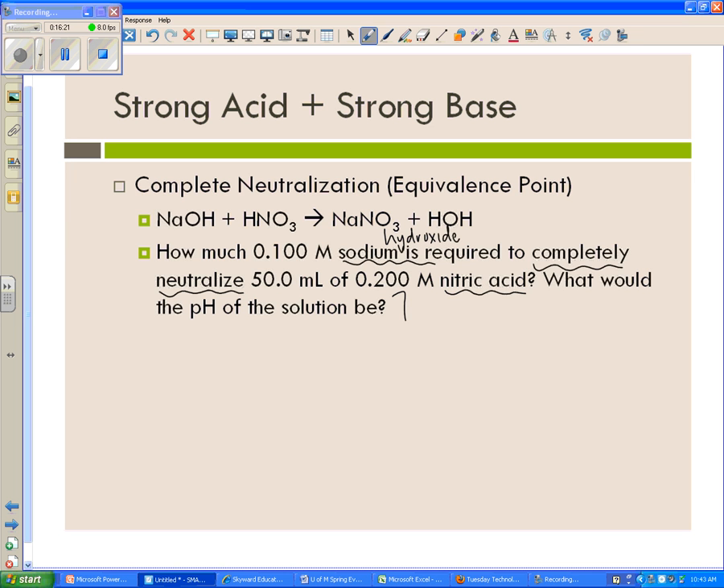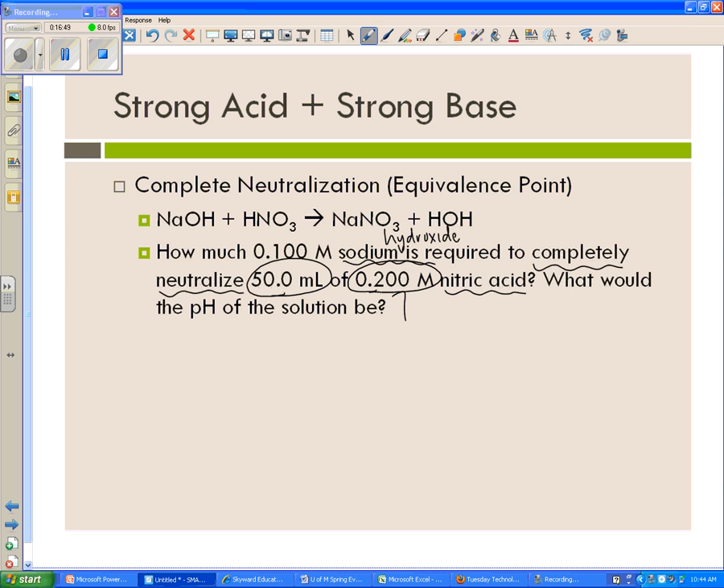Moles of acid is equal to moles of base. So we can use the fact that we have 50 milliliters of 0.2 molar nitric acid to find out how many moles of acid we have present in the solution. That has to equal the moles of base. If we know the moles of base and the molarity of the base, we can find the volume of base needed to do this neutralization.